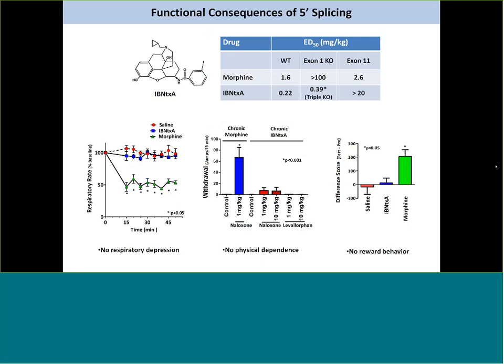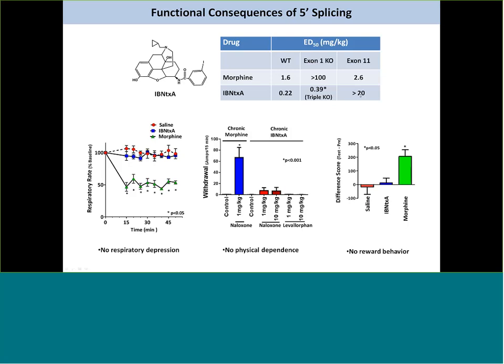Looking at the IBNTXA in a little more detail, what you can see here is an opposite pattern that you saw with morphine. In the exon 1 knockout, in fact, this is the triple knockout, so there are no delta or kappa receptors here as well, you maintain full analgesic activity. In the exon 11 knockout, where morphine is fully active, you lose all IBNTXA actions.